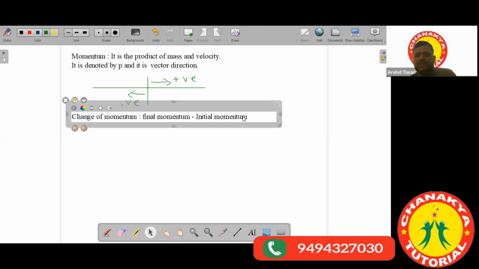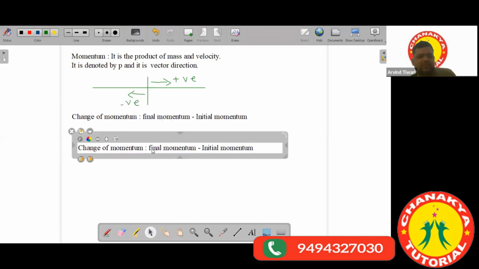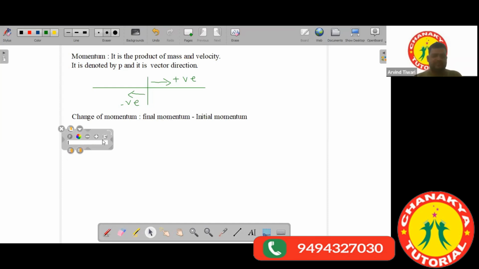And we had seen certain examples here. We had done some questions for the change of momentum. So I would like to do one more question for the change of momentum. See, I'm writing your question. Just try to solve the question here.